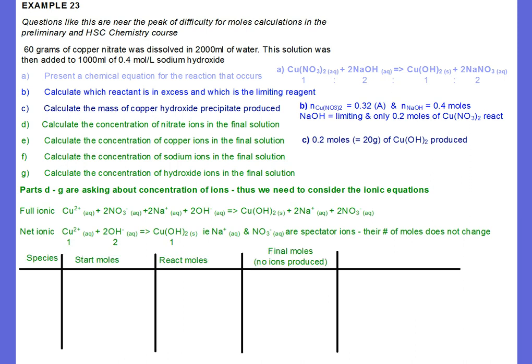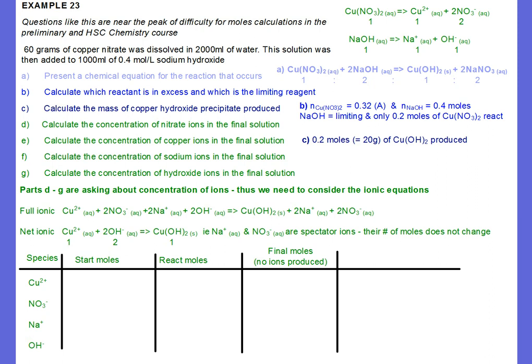So now we can put a little table together to find their concentration in the final solution. Once again, the species, how many moles did we start with, how many reacted, and how many in the final solution. So our species are copper ions, nitrate ions, sodium ions, and hydroxide ions. To start with, let's think about what happens if we've already calculated the moles of copper nitrate and sodium hydroxide, but how does that convert to ions? Well, copper nitrate breaks down into 1 copper ion and 2 nitrate ions. That's 1 to 1 to 2, whereas sodium hydroxide breaks down to 1 sodium ion and 1 hydroxide ion.